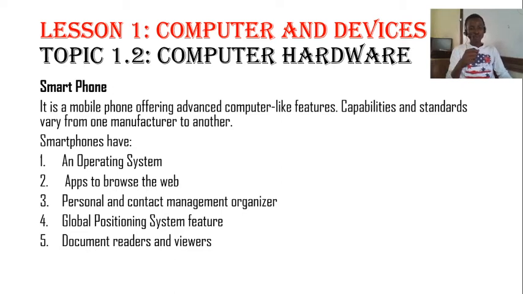Number five, we have the document readers and viewers. These allow us to read documents and view documents. Like we have the PDF reader that can allow us to read PDF documents. We have the Word reader that allows us to read Word documents and view them. So those are some of the things that we can find on smartphones. Number one, we have the operating system. Number two, we have the apps. Number three, we have the contact managers. We have the GPS features, and then the document readers and viewers.